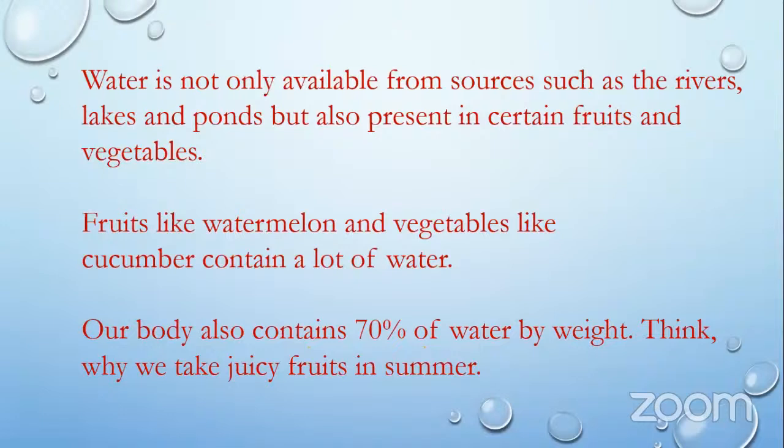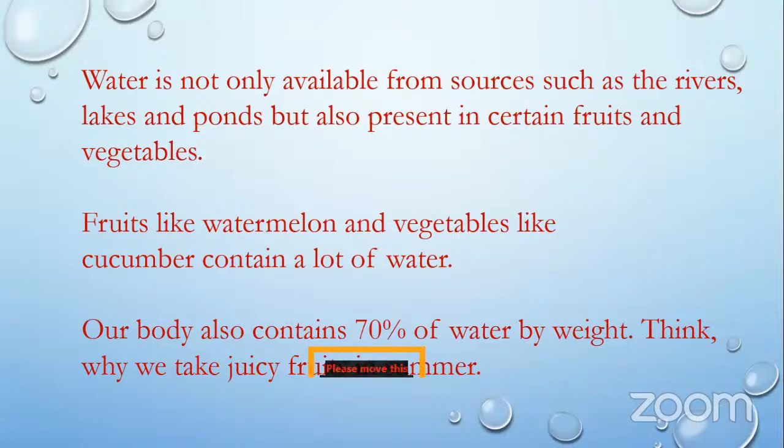Because in summer we need more water, no? We get dehydration very soon. We get dehydrated because summer is so hot, so water from our body is lost every second. So it is better to eat fruits like watermelon and vegetables like cucumber more because they contain a lot of water. Our body also contains 70% of water by weight.